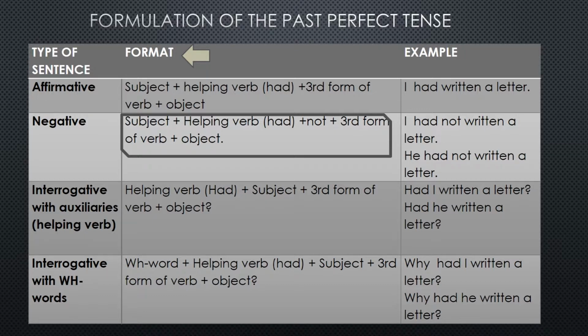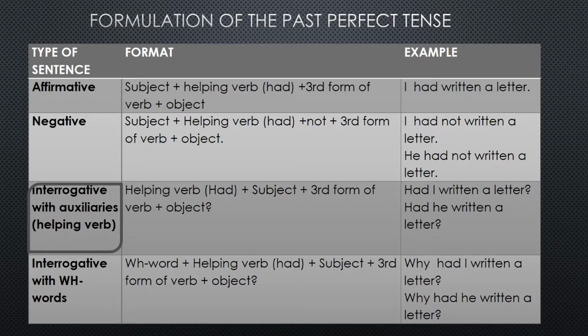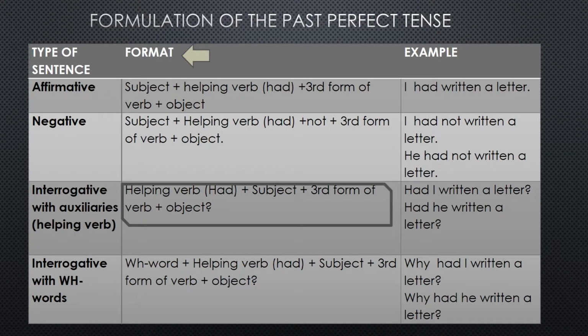The next type of sentence is interrogative with auxiliaries, helping verb. For example, had I written a letter? Had he written a letter? Its format will be like, helping verb will be had, and the subject with the usage of third form of a verb and object and with the sign of interrogation.